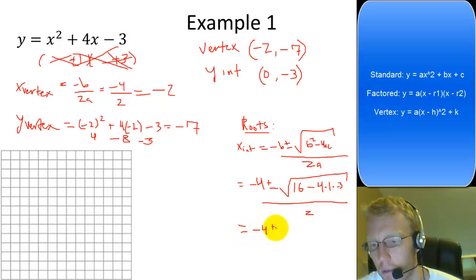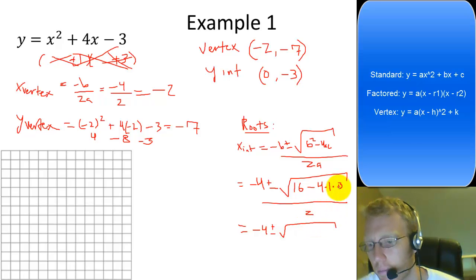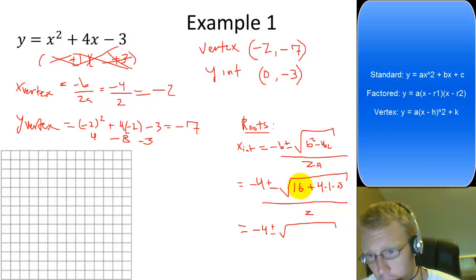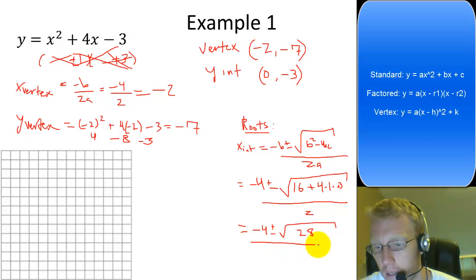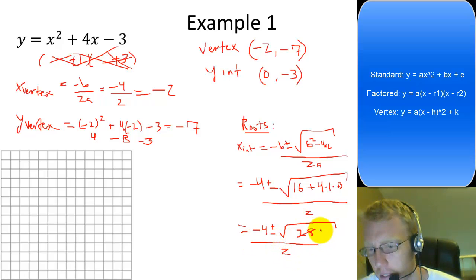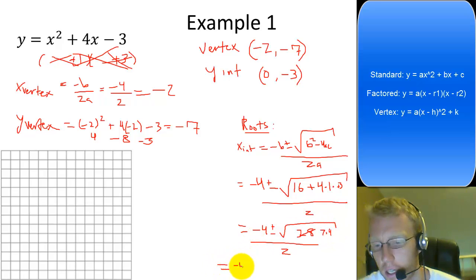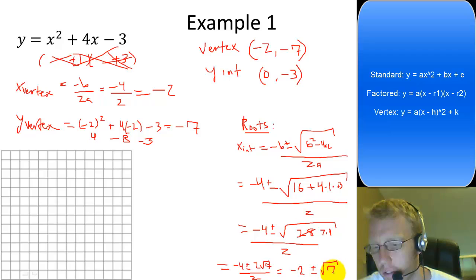So we get negative 4 plus or minus the square root. That negative and that negative cancel out. 4 times 3 is 12. 12 plus 16 is 28, divided by 2. 28 is the same as 7 times 4. And 4 is a perfect square, so we can write this as negative 4 plus or minus, the 7 is trapped inside, but the square root of 4 is 2. So 2 root 7 over 2, which equals negative 4 divided by 2, which is just negative 2, plus or minus the square root of 7.